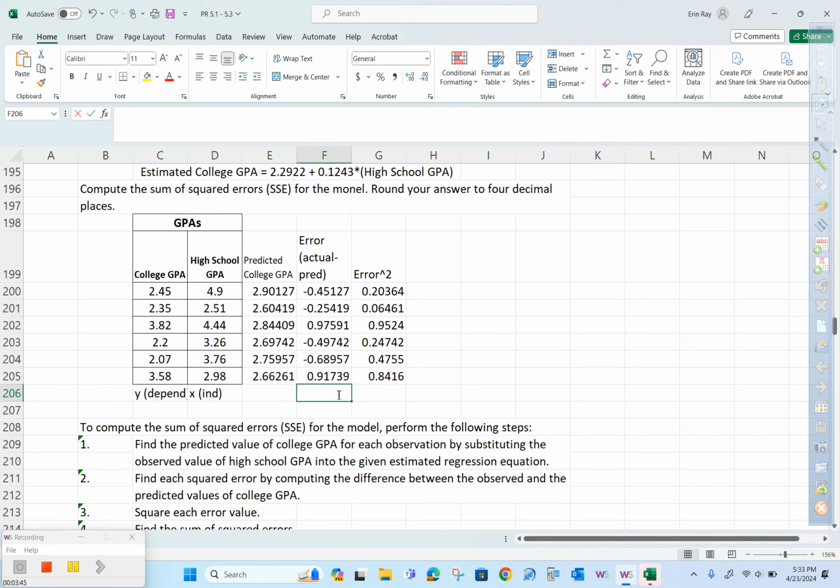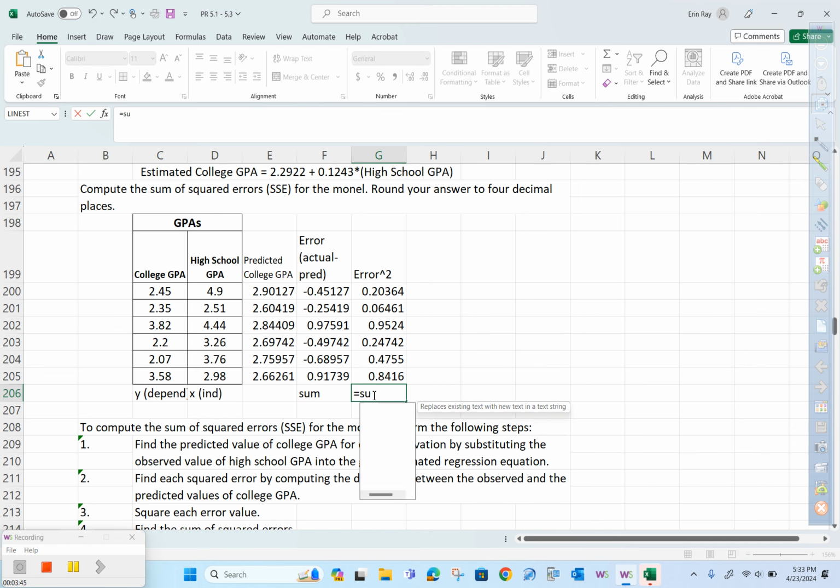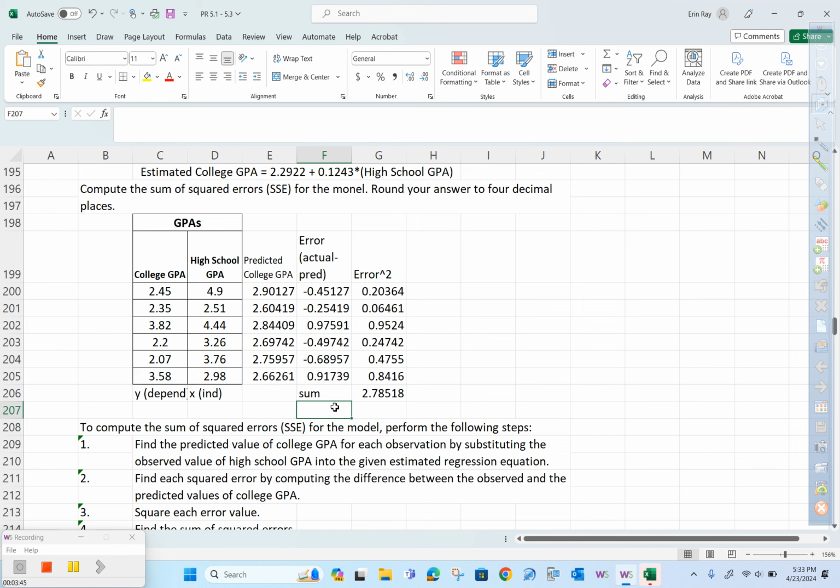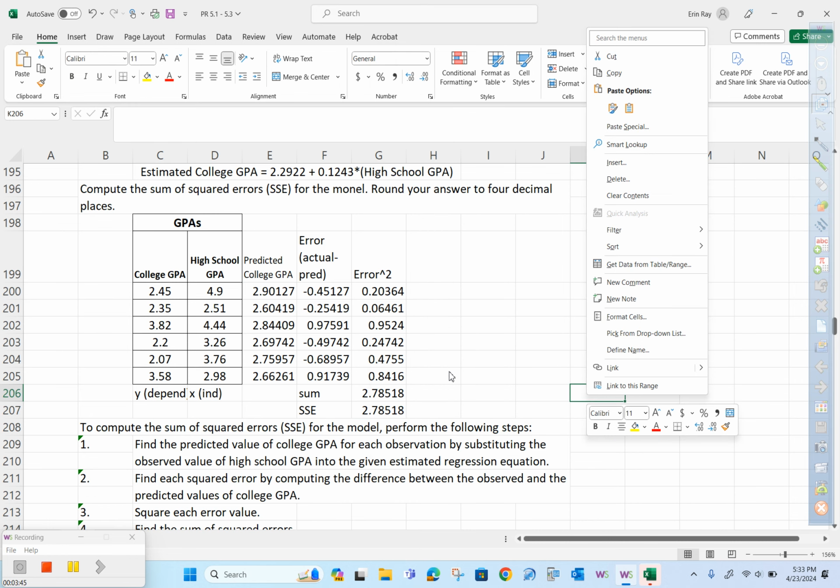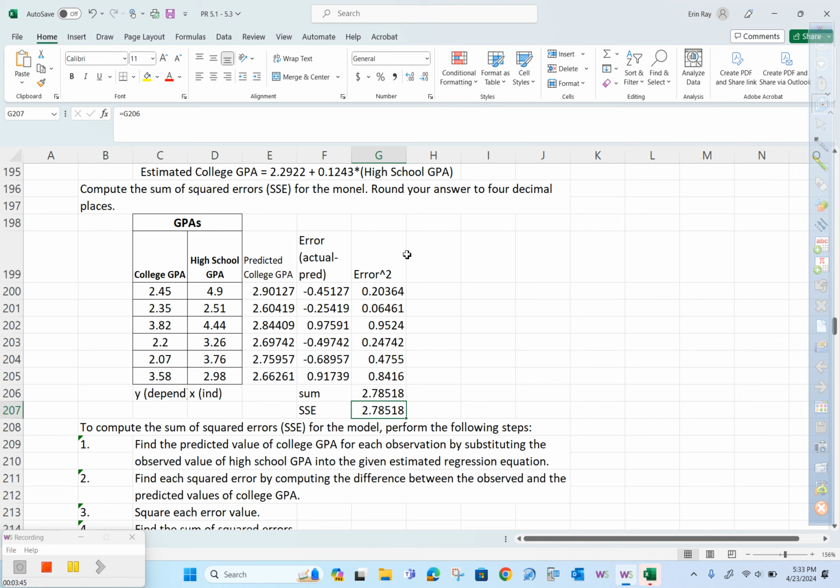The last step is summing these. So down at the bottom, let's write sum, and then do equals sum, all the way down. Okay, so this is your sum of squared errors. If it asks for that on Hawks, it's just looking for this process here. That's the total squared error in all of this. Now, one other thing I want you to pay attention to here is if they ask you to round, this one says 4 decimal places, so we're going to adjust that.